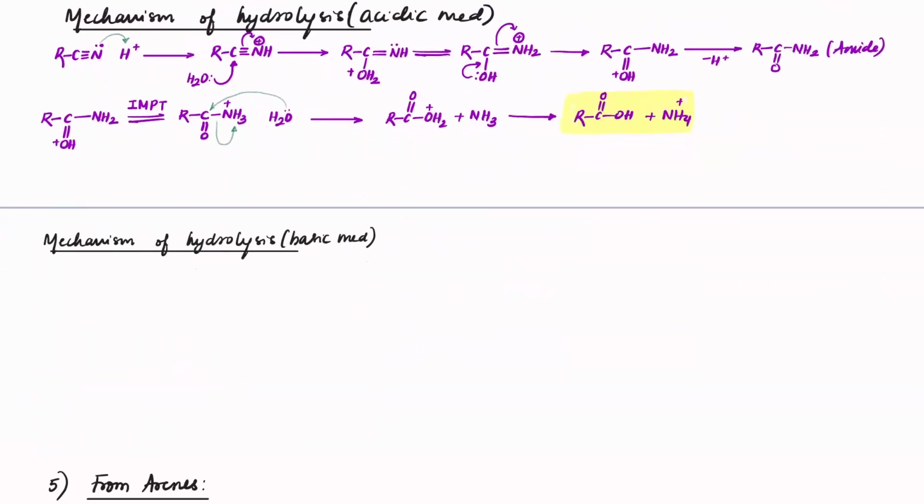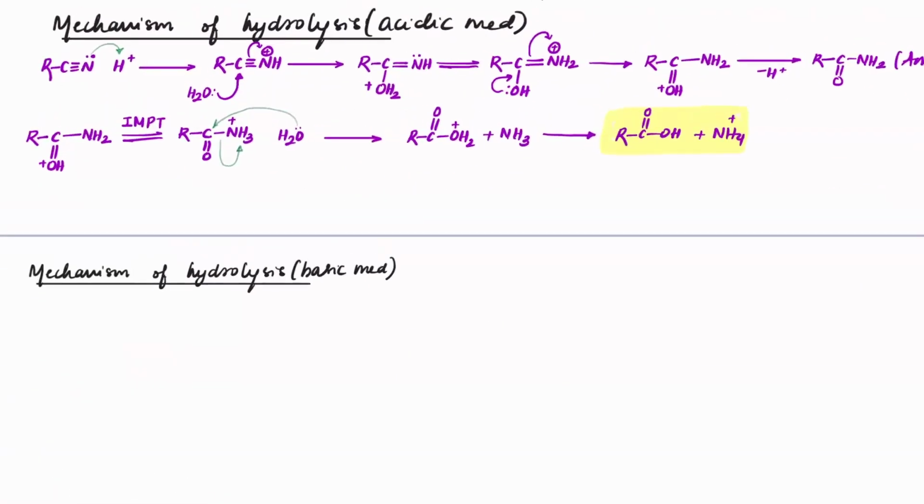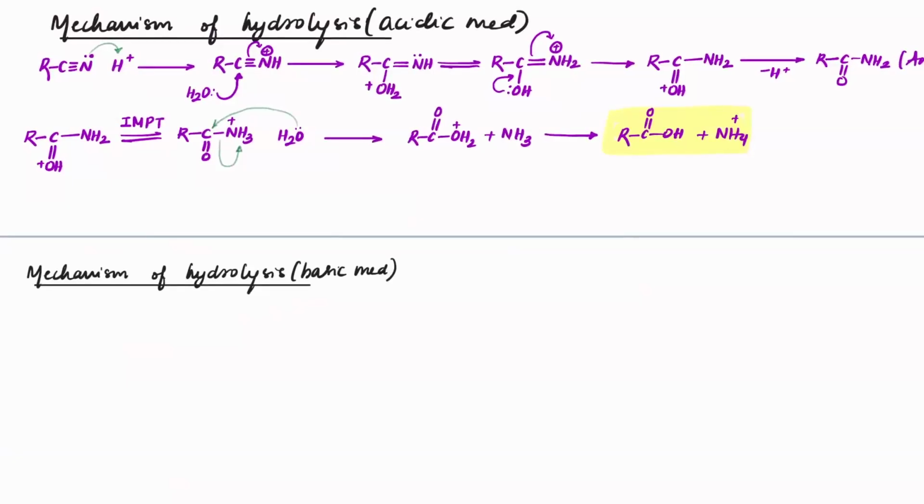Okay, let's now look into basic medium. In case you are conducting hydrolysis in basic medium, how does that take place? RC triple bond N with OH minus as a nucleophile, it will attack here. The pi bond will shift, and this will give you RC(OH) double bond N minus.